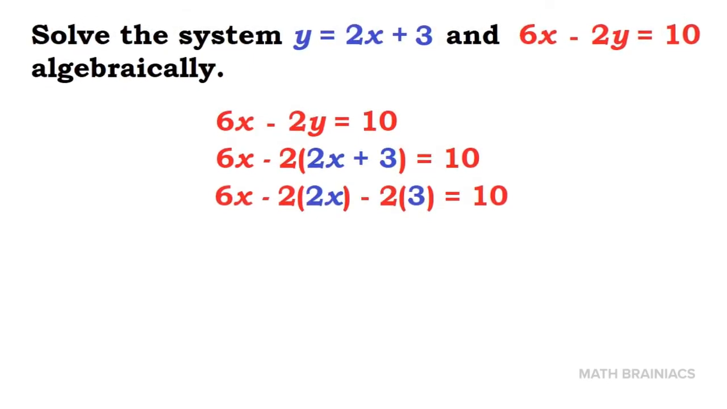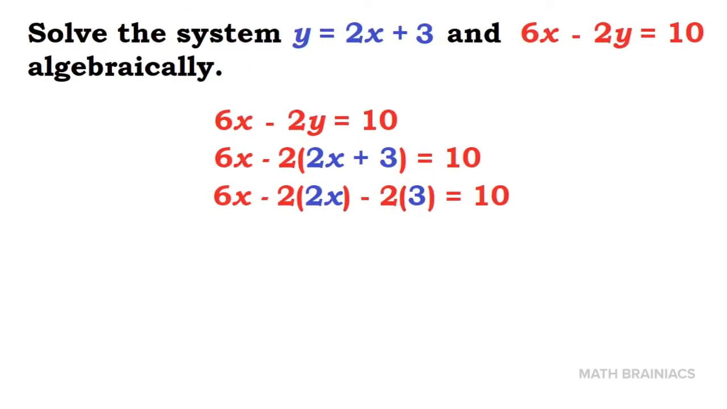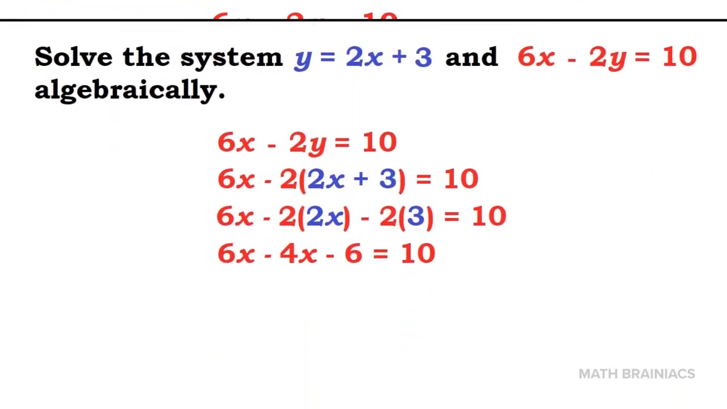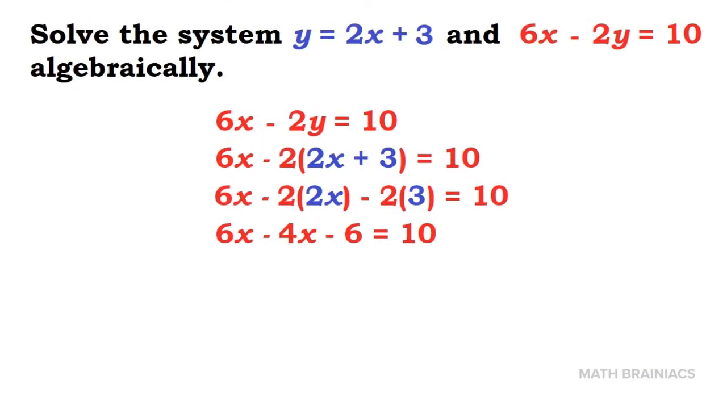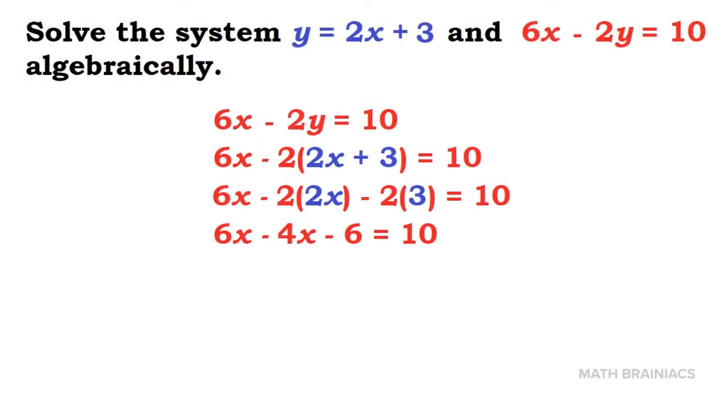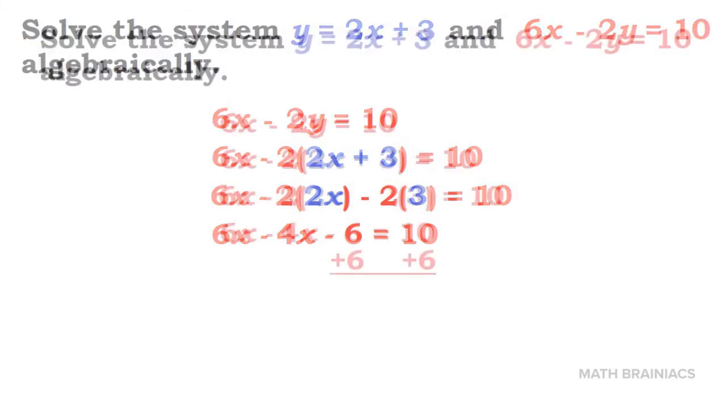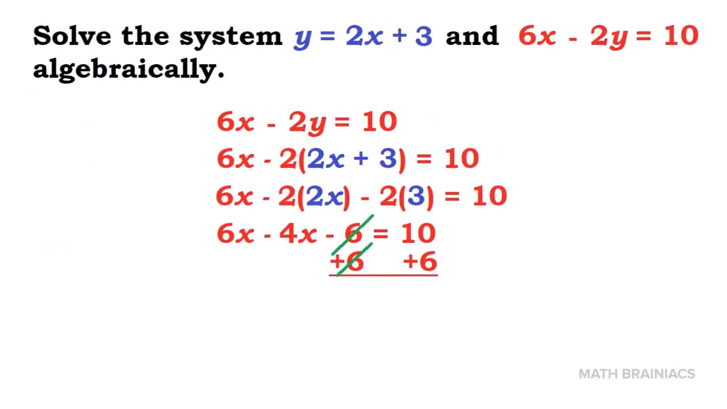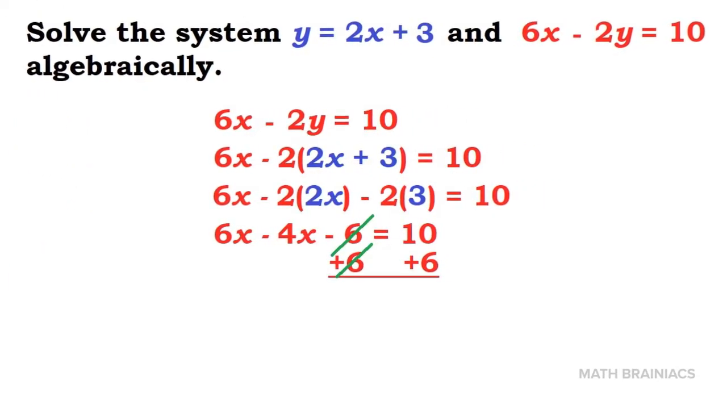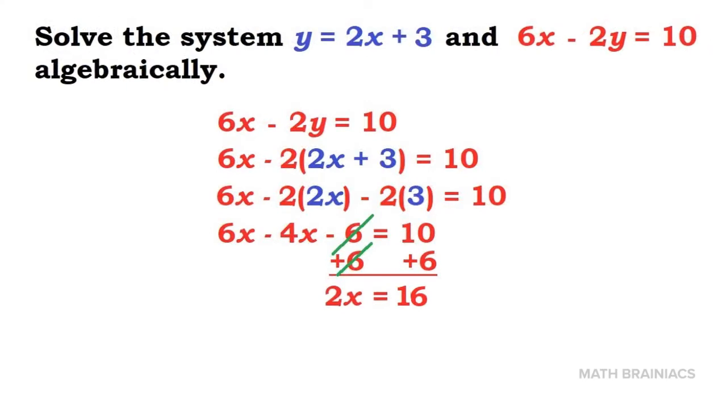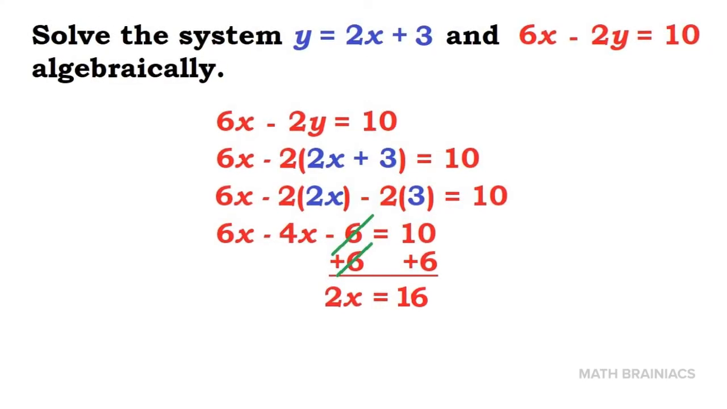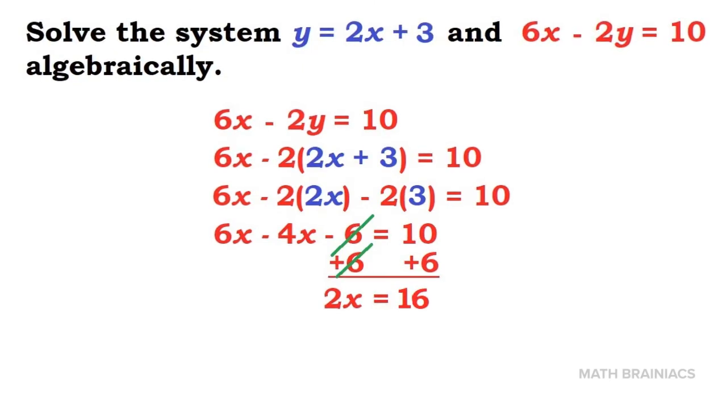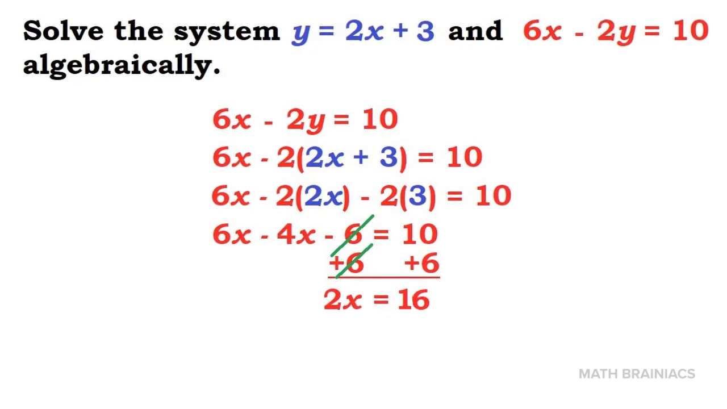Distributing the 2 inside the parentheses, it will give us 6x minus 2 times 2x minus 2 times 3 is equal to 10. On simplifying the equation, it will give us 6x minus 4x minus 6 is equal to 10. Let us add 6 on both sides of the equation so that we can cancel out the 6 on the left side. To simplify 6x minus 4x, it will give us 2x. And 10 plus 6, it will give us 16. Accordingly, 2x is equal to 16.